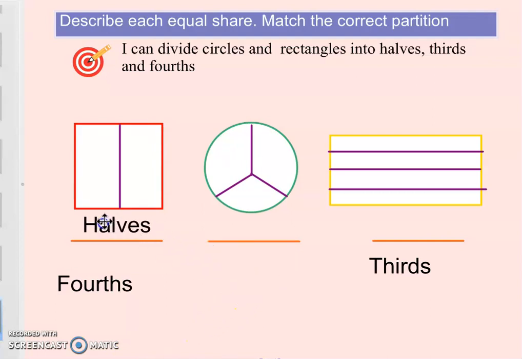Right there, it fits right there. That's 2 equal parts. So those are halves. The second circle is divided into thirds, had 3 equal portions. And so we're going to put the third right there. And the last one is divided into fourths. So we're just going to fill in that with the fourths.